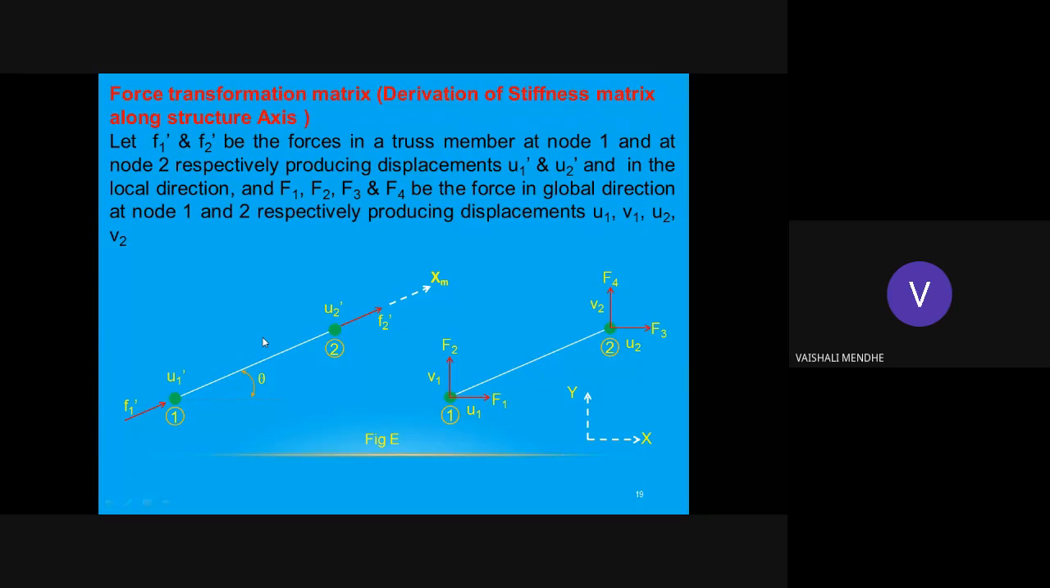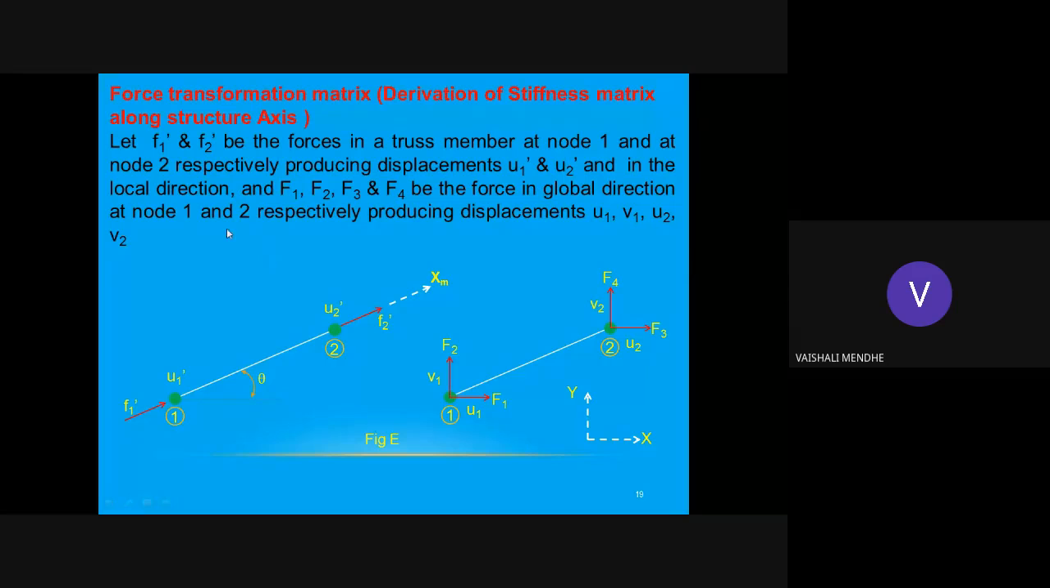The first derivation was the derivation of the stiffness matrix along the member axis, along the member or local axis. But here you have to derive the stiffness matrix along the structure axis with the use of the direction cosines. Okay. So here, which is also called the force transformation matrix. It can be asked like that: derive the elemental stiffness matrix along structure or global axis. तो आपको ये derivation करना पड़ेगा.